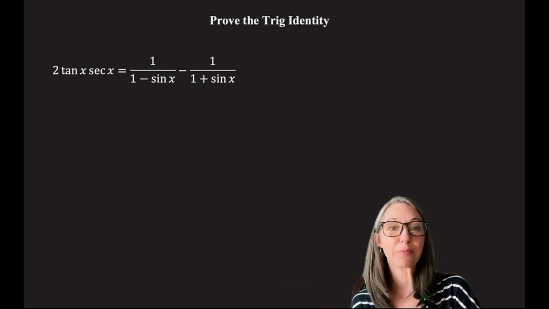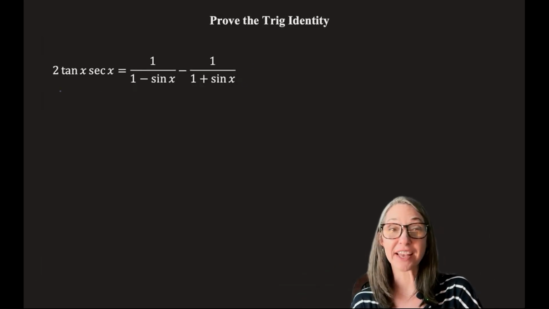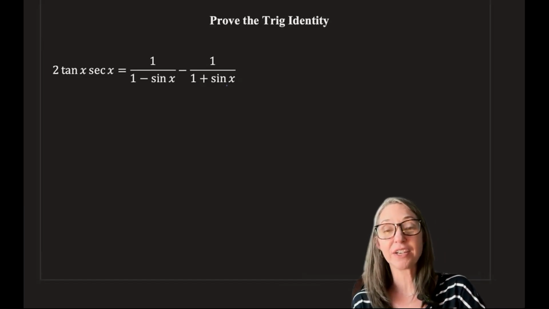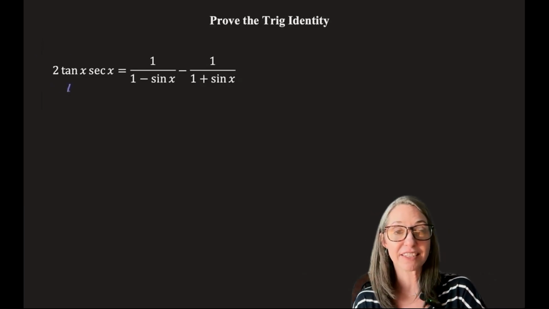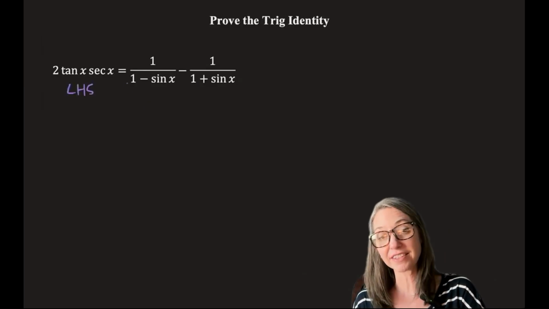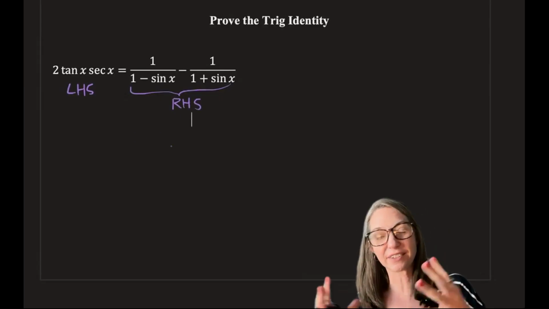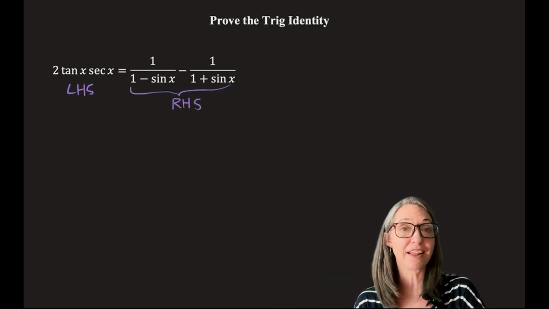Howdy! In this video, we're going to prove this trig identity, which says 2 tangent x secant x is equal to 1 over 1 minus sine x minus 1 over 1 plus sine x. There's probably many ways to do this. You could start with the left-hand side and make it look like the right-hand side, or you can start with the right-hand side and make it look like the left-hand side. I think it's easier to start with the one that looks a little bit more detailed and complex, which in this one would be the right-hand side.